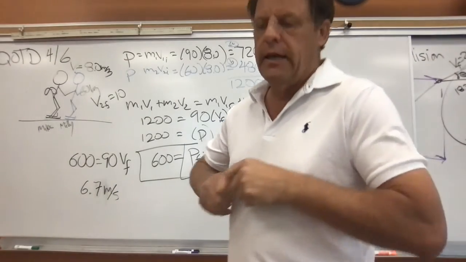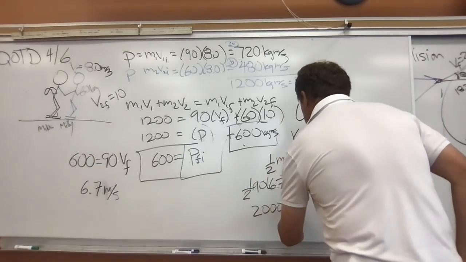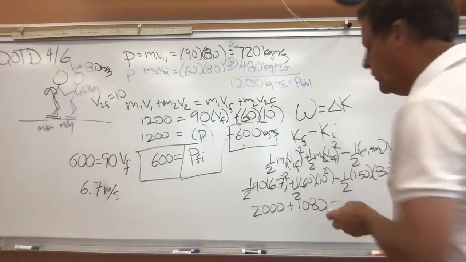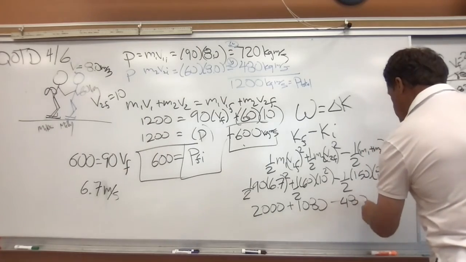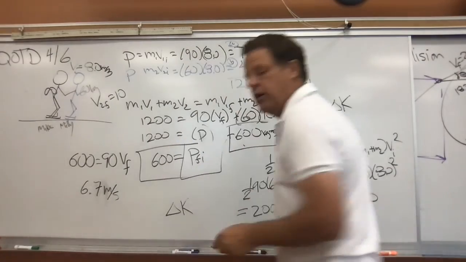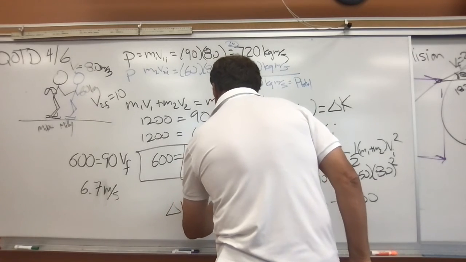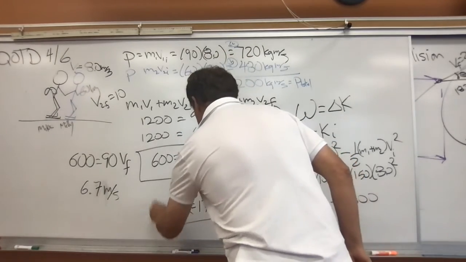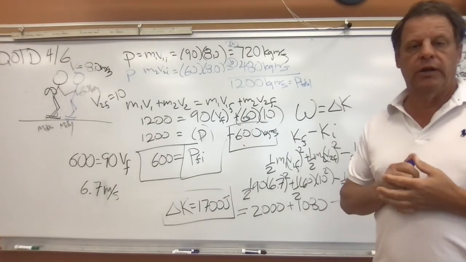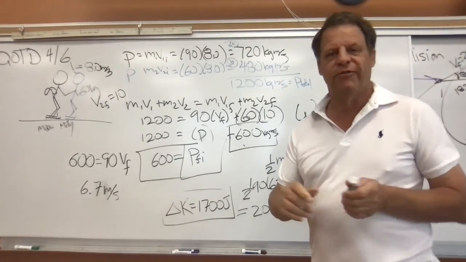And now if we calculate that up, that's going to be 2,000 plus 1,080 minus 4,800. That is going to give us the change in kinetic energy, which is equal to 1,720 joules. When we round to 2 significant digits, we're going to get 1,700 joules. So that's the change in kinetic energy. And that is our question of the day for 4.6.